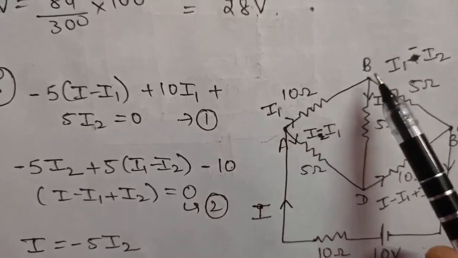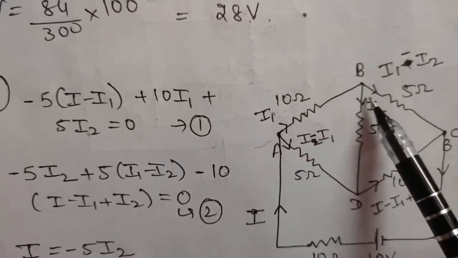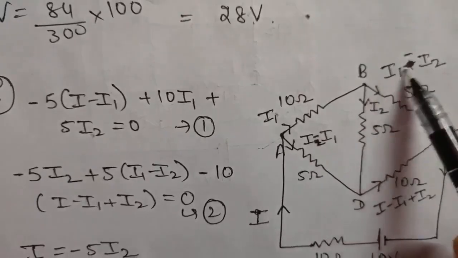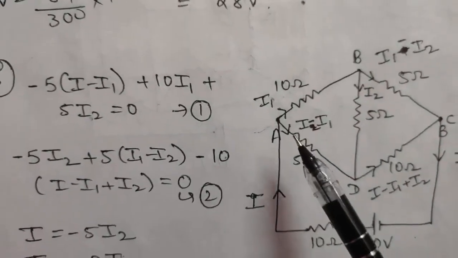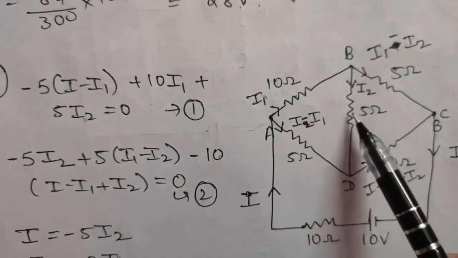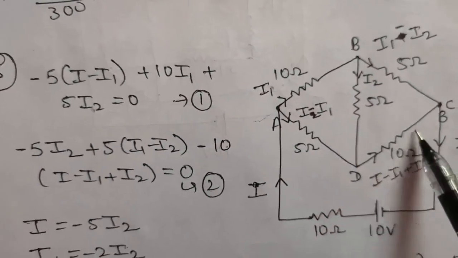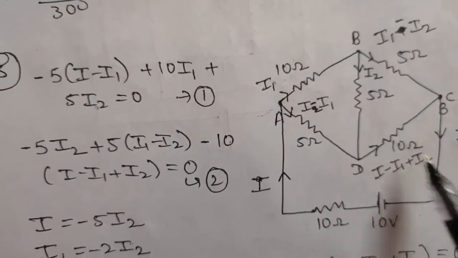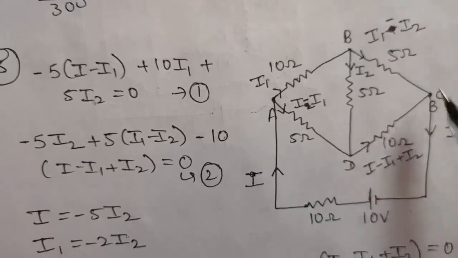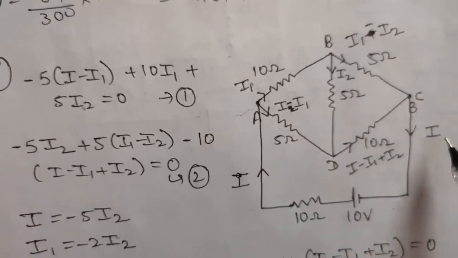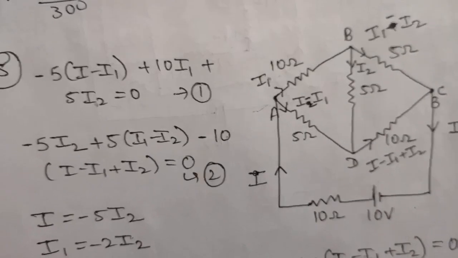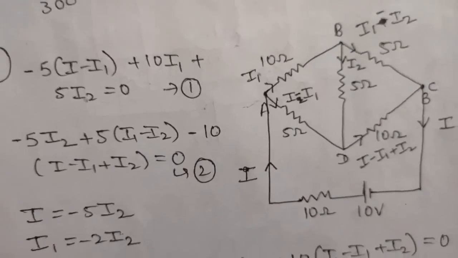Now I1 is going here, so let us say I2 is going here. So from here I1 minus I2 will go. Similarly, if I minus I1 is coming from here and I2 is coming from here, then here I minus I1 plus I2 will be there. Again here these two will combine and you will get I. So these are the currents which we have chosen in the following branches.